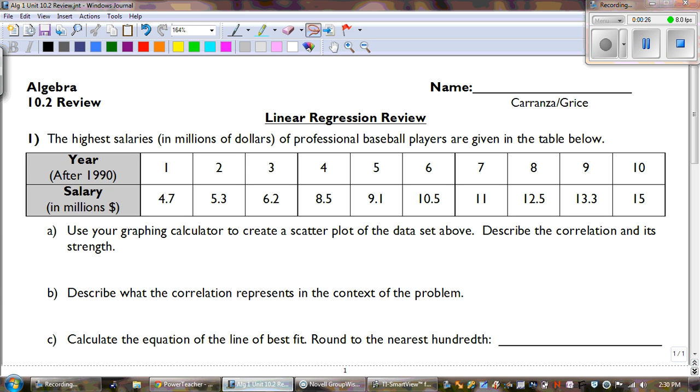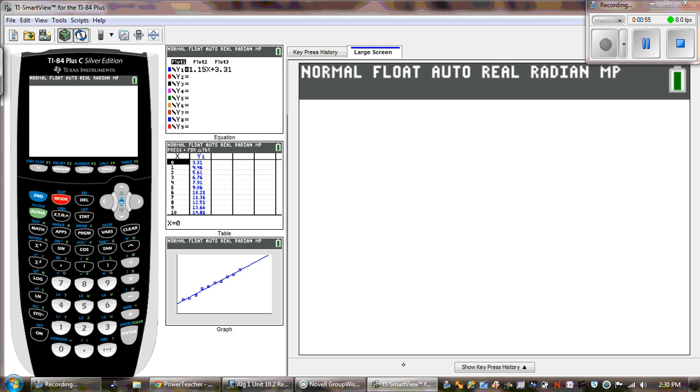Number 1 says the highest salaries in millions of dollars of professional baseball players are given in the table below. The top talks about the years, which is the years after 1990, and then the salary in millions of dollars. The first thing we have to do is use the graphing calculator to create a scatter plot of the data set above and describe the correlation and its strength. So I have to put in data.